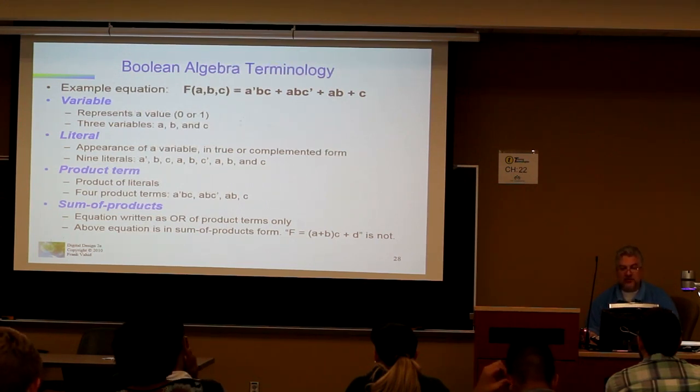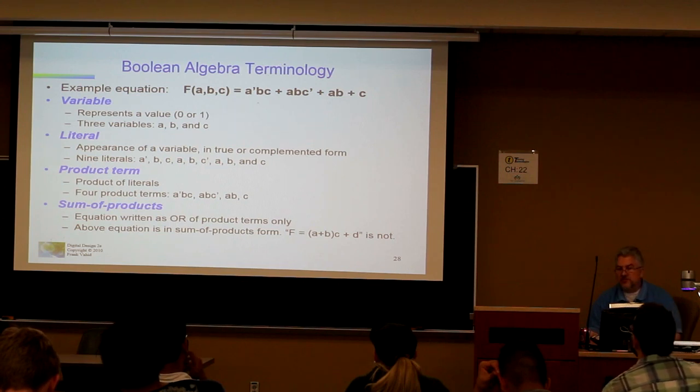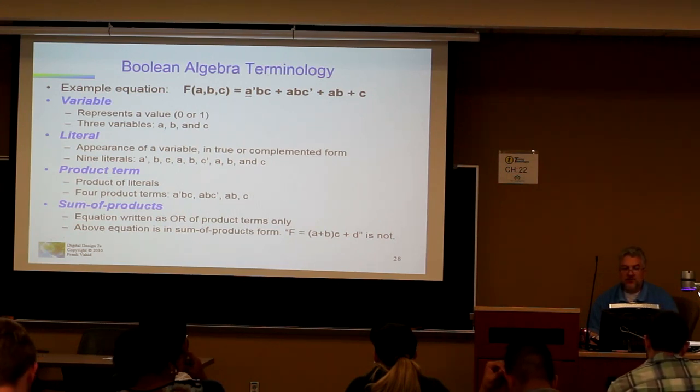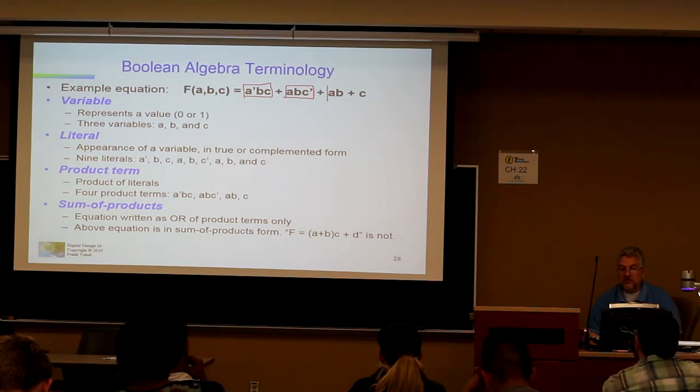Then we also have what's called the sum of products. The sum of products means that we're going to evaluate all of this together, then we're going to OR it with this together, then OR it with this together, then OR it with this. So that's a little bit different precedence than what we saw earlier.